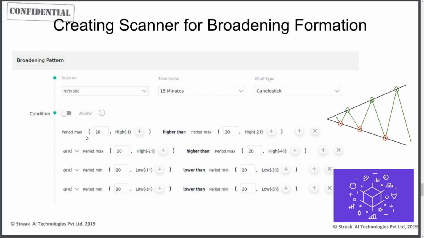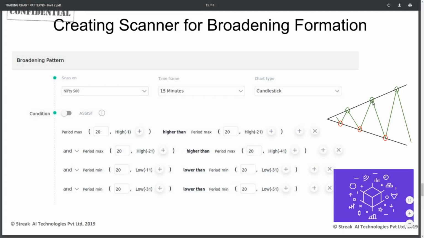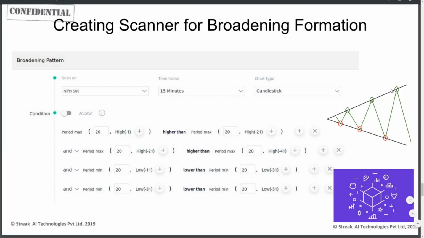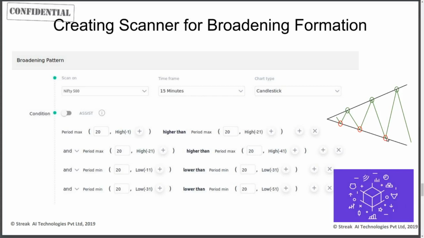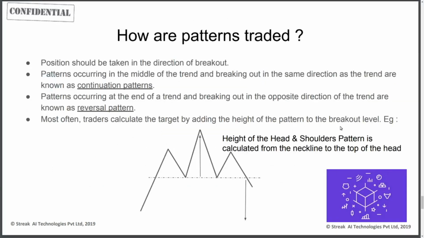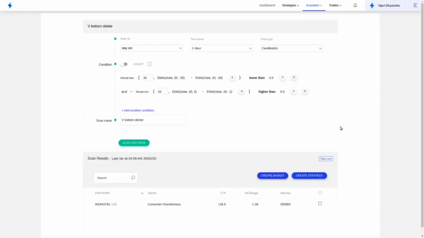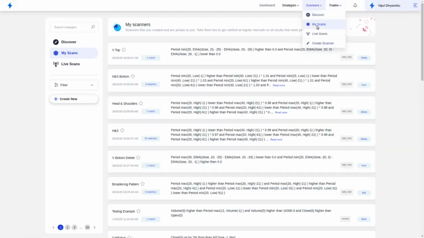Okay, so all we are saying is the new high which is being formed is higher than the previous high. That's the first condition. The second condition says that the previous high was higher than the high previous to that. So that's the first two conditions. The second two conditions just indicate this: the new low, which is the latest low that has been formed, is lower than the previous, and the one which was formed before that is lower than that as well. Okay, so let me quickly go and show this in the scanner.